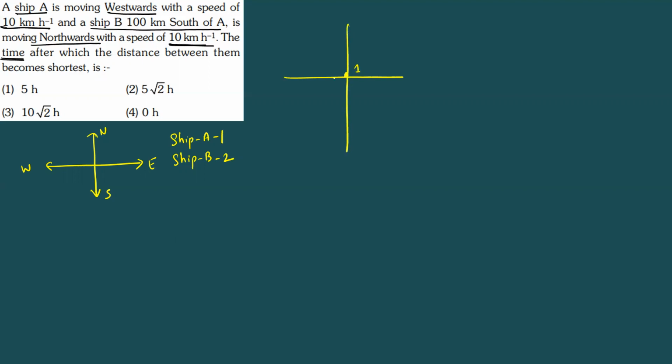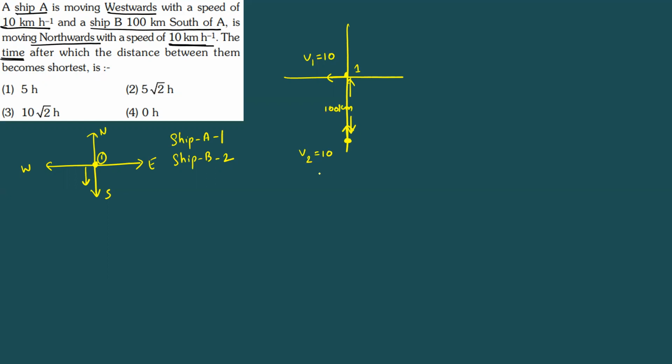Ship 1 is moving westward with how much speed? It is given as 10 kilometers per hour. And another ship B is there, which is 100 kilometers south of A. That means if ship 1 is over here, ship A, 100 kilometers south of A. South of A will be in this direction, isn't it? South of ship 1 or ship A, 100 kilometers. There's another ship B, and that is moving in which direction? Towards north. North is in this direction. V2 is equal to 10 kilometers per hour.